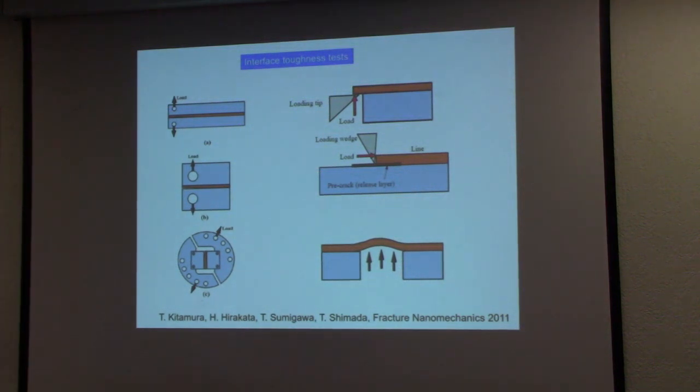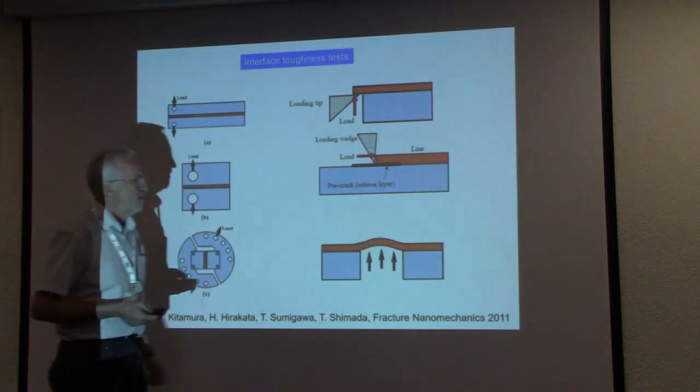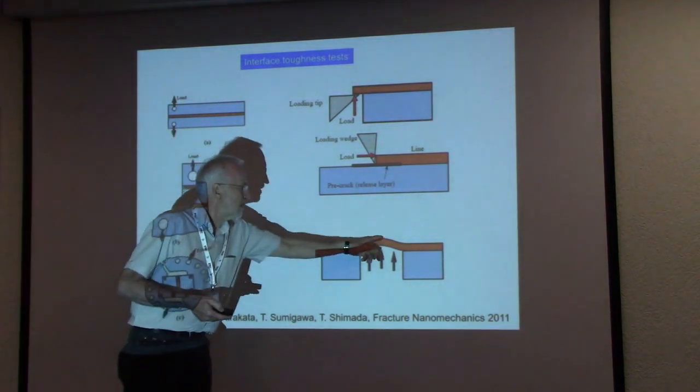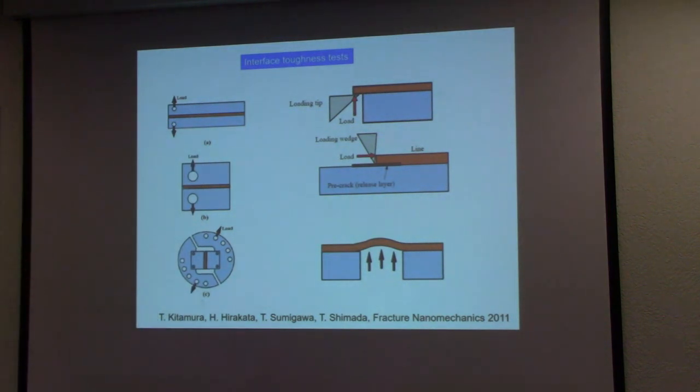There exist also some fracture mechanics experiments on metallic films, similar experiments where they introduce some FIB notches and then try to measure the fracture toughness of thin films.